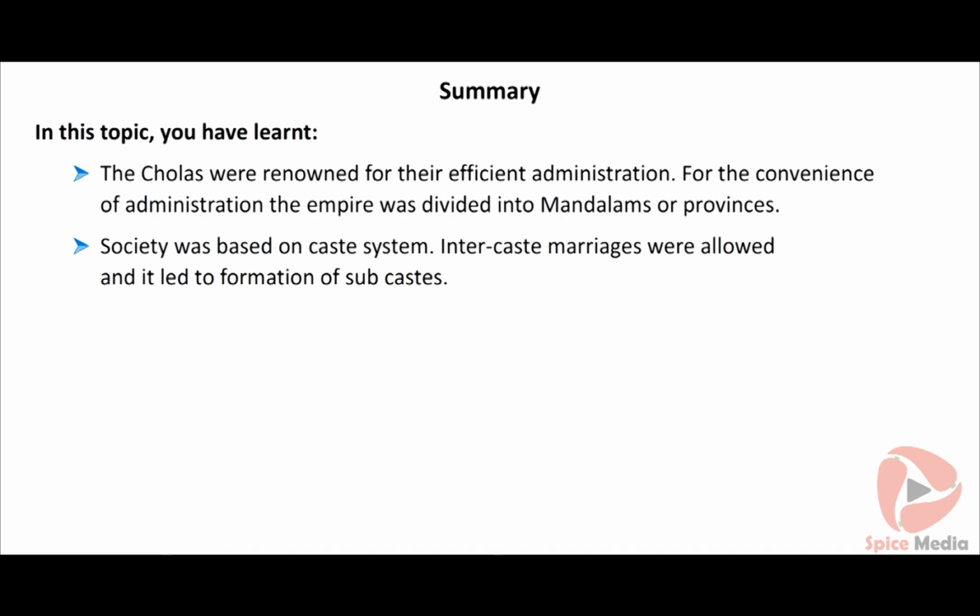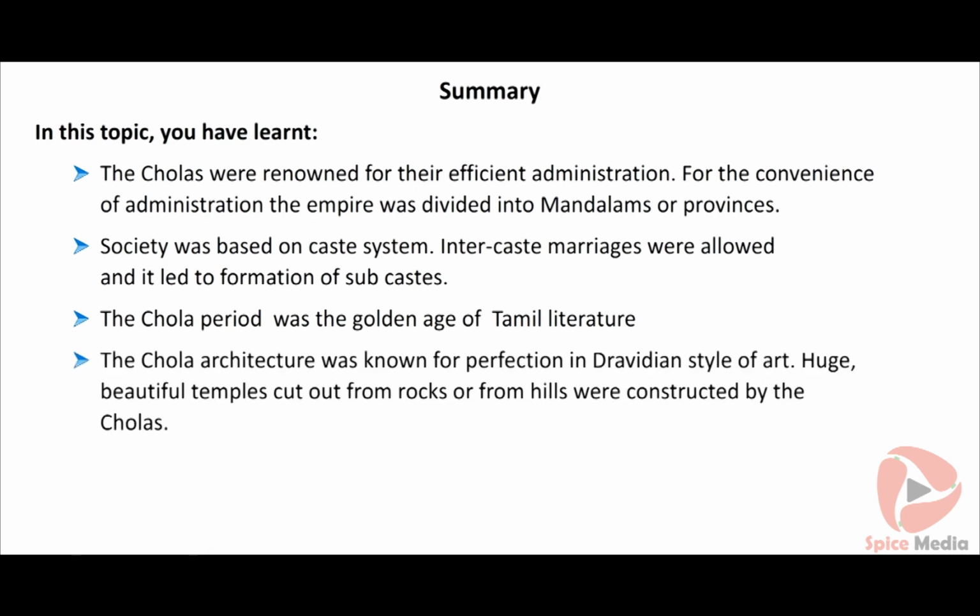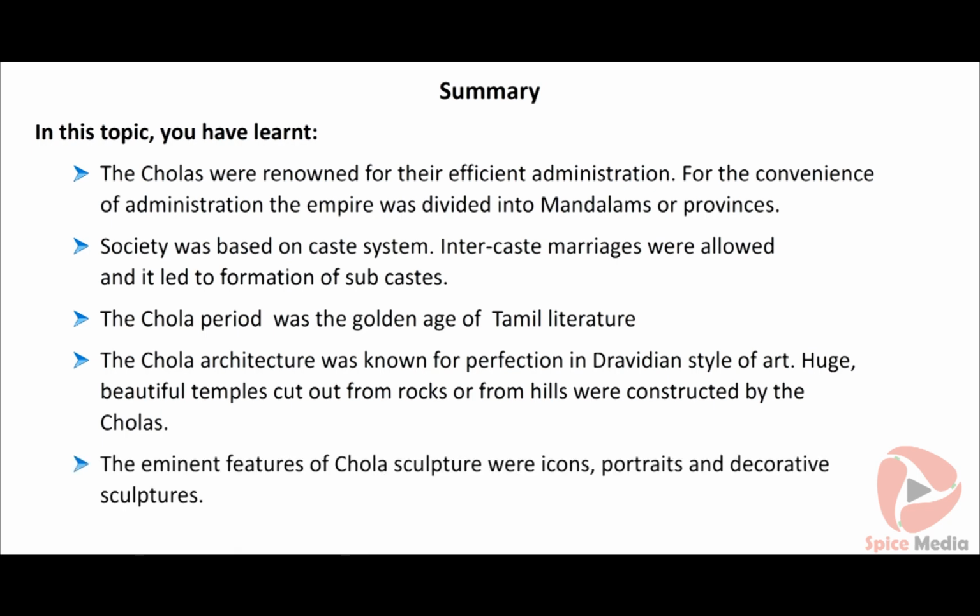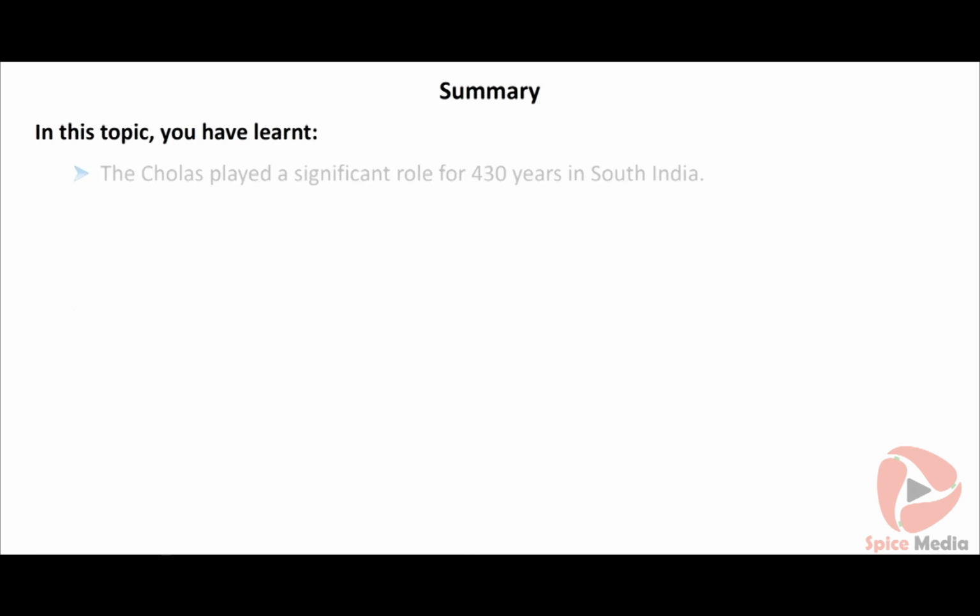In this topic, you have learnt the Cholas were renowned for their efficient administration. For the convenience of administration, the empire was divided into mandalams or provinces. Society was based on caste system. Intercaste marriages were allowed and led to formation of subcastes. The Chola period was the golden age of Tamil literature. The Chola architecture was known for perfection in Dravidian style of art. Huge, beautiful temples cut out from rocks.